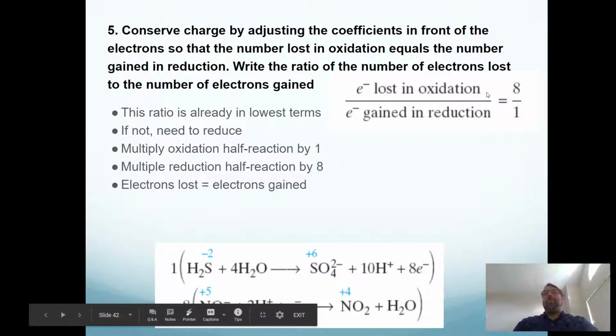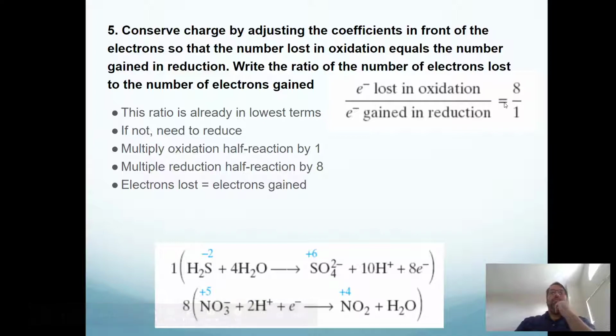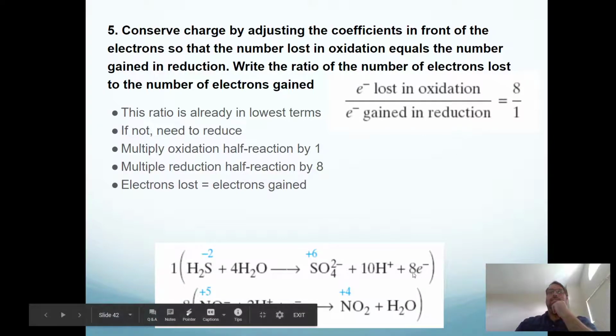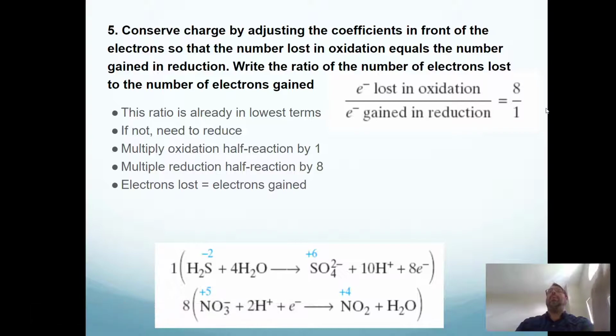Then what we're going to be looking at is actually the charge difference. In particular, it's the fact that we have 8 electrons on the top reaction and we have 1 electron on the bottom, which means that for our bottom reaction, we're going to need to multiply everything that's in that reaction by 8 in order to go ahead and balance out our electron difference.